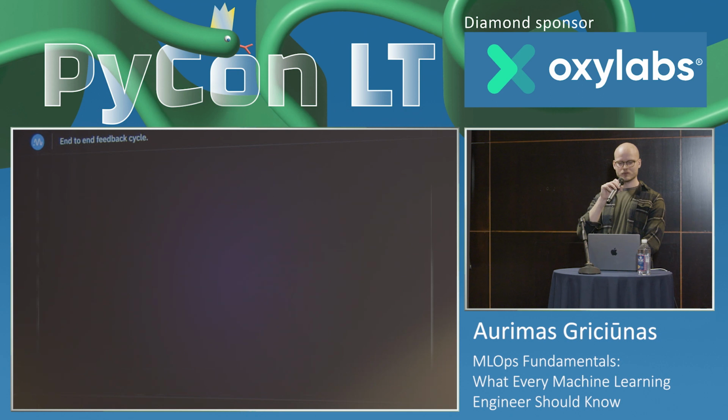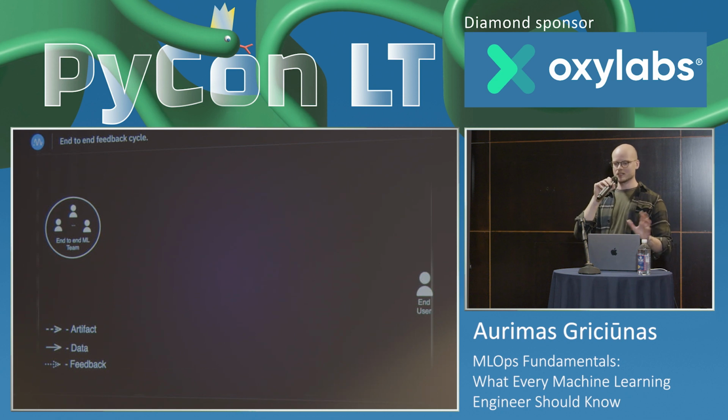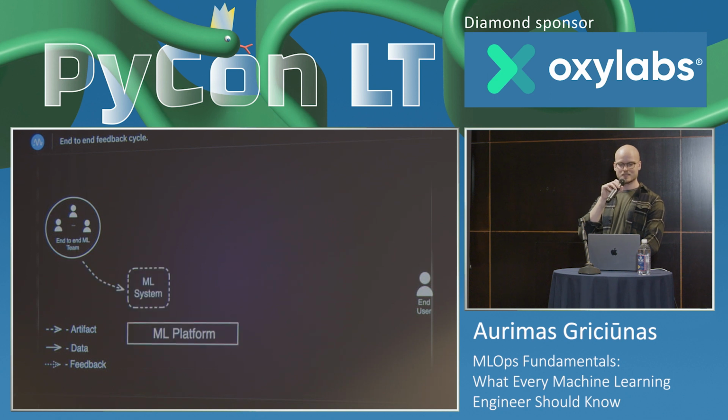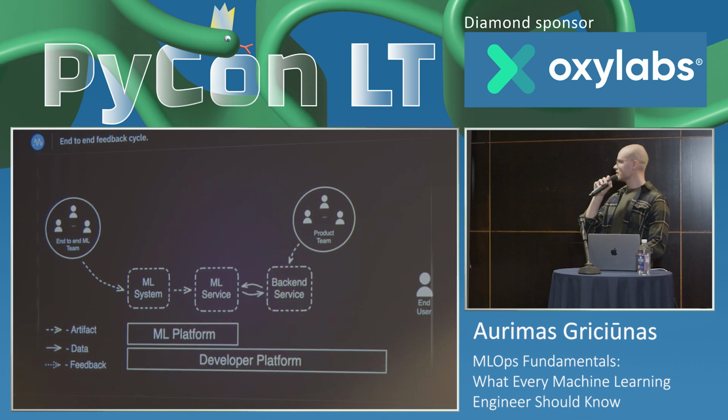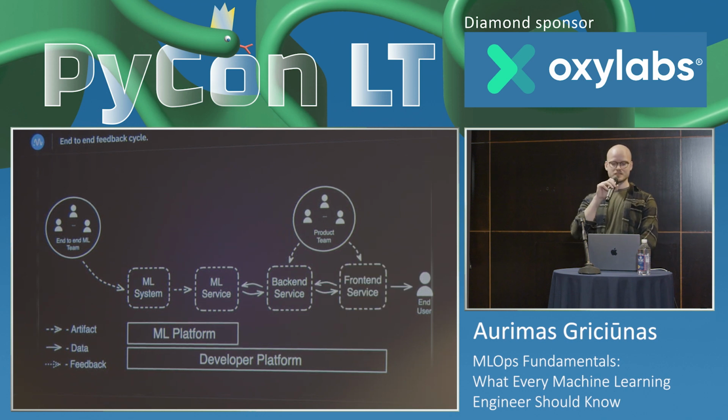So last slide, and very important to grasp, is that machine learning systems are only a part of a bigger software system. So if we implemented everything correctly, we would have something like this. We have an end-to-end machine learning team building machine learning systems that expose machine learning services, and we build all of this on a machine learning platform. And then there is a product team in between, which also builds a backend service that retrieves inference results in real time from the machine learning service, which are then exposed through a front-end service to the end user.